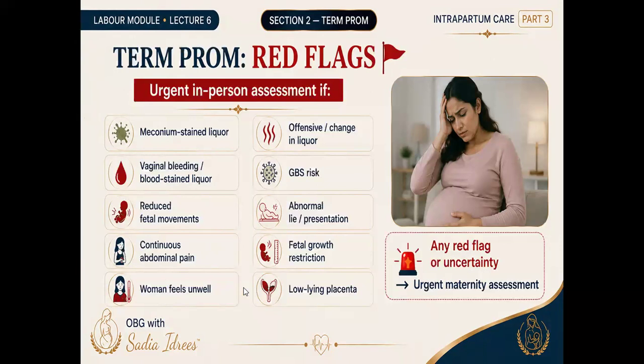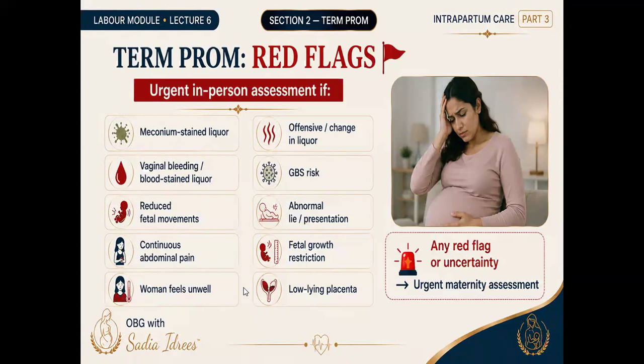This slide is clinically very important. During telephone triage, you are not trying to diagnose everything over the phone. You are trying to answer one critical question. Is it safe for this woman to wait for routine assessment, or does she need urgent in-person maternity assessment? So ask specifically about the liquor. Is it clear? Or is there meconium staining? Has its color or smell changed? Is the liquor offensive? Because offensive liquor should immediately make us think about possible infection.